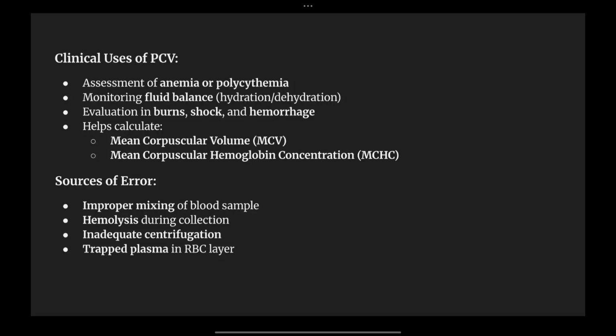Now PCV can produce certain errors sometimes. It can be due to improper mixing of the blood sample. If the blood is not mixed properly with anticoagulant, the blood might clot and the readings might be wrong. Hemolysis during collection: if the RBCs are broken down, they are of no use. You can't determine a packed cell volume.